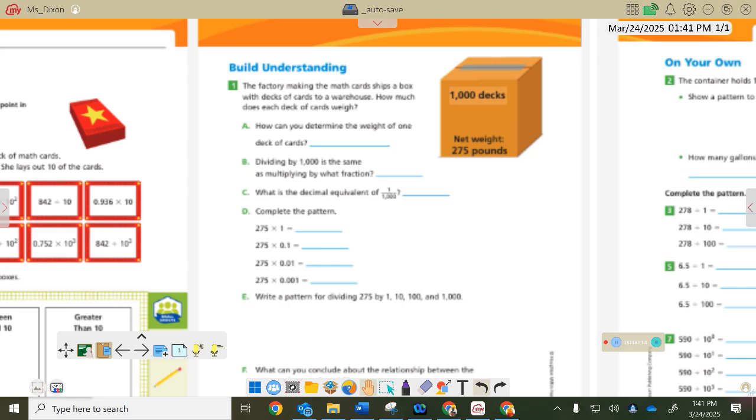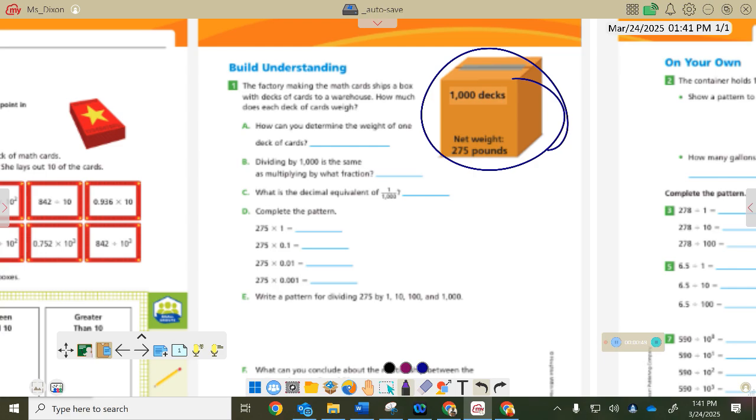Let's look at question number 1. The factory making the math cards ships a box with decks of cards to a warehouse. How much does each deck of cards weigh? If you look at your picture, the total weight of that box is 275 pounds. Inside that box are 1,000 decks of cards. Question A says, how can you determine the weight of one deck of cards?